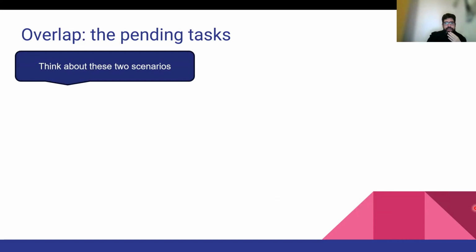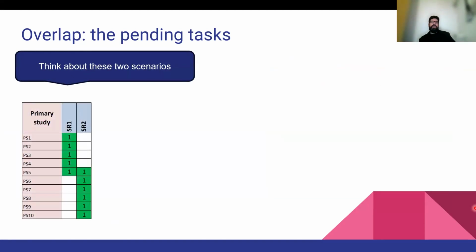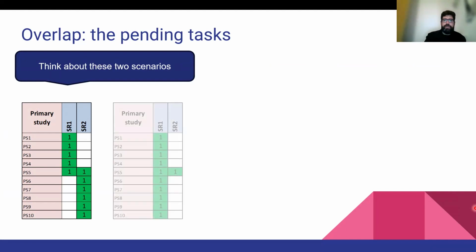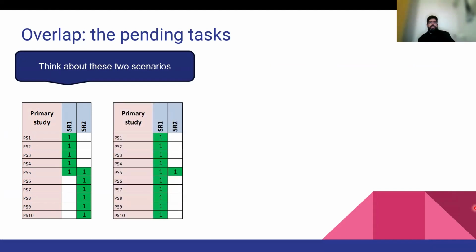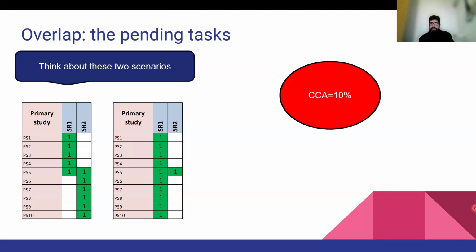Another pending task is, let's think about these two scenarios. So I will put this matrix of evidence where you can clearly see that systematic review 1 and 2 share one primary study, that is primary study number 5. That's the only overlap study. And if I show you this other matrix of evidence, you can see that it's the same scenario. They share the same primary study. So in both cases, the CCA is 10%.